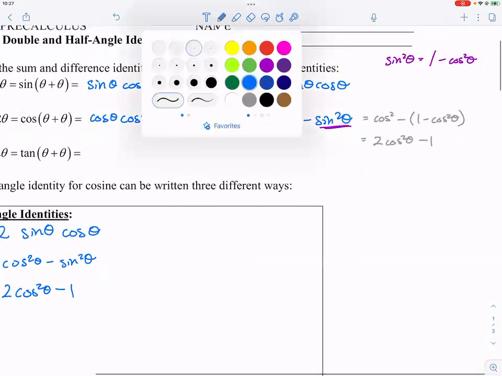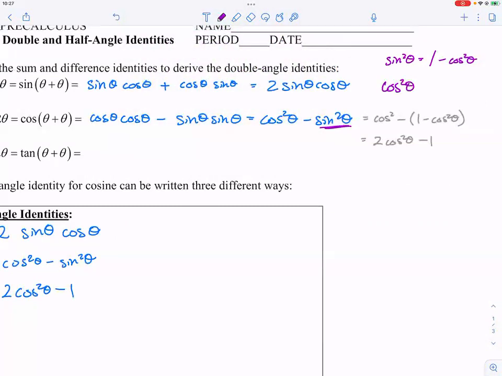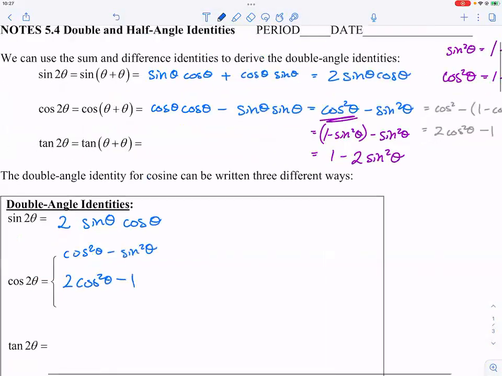And then we also know the other Pythagorean identity, which is cosine square theta equal to 1 minus sine square theta. And we can now choose to substitute it over here. And then we say this is equal to 1 minus sine square theta minus sine square theta. And that gives you 1 minus 2 sine square theta. And that will be the third version of this cosine 2 theta.